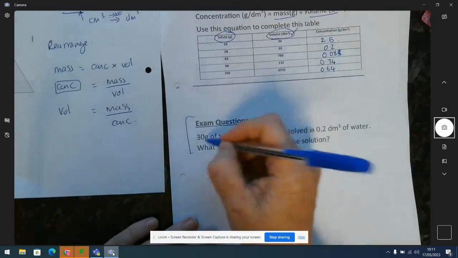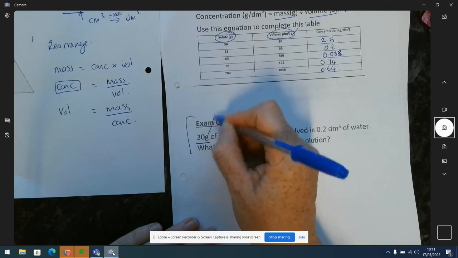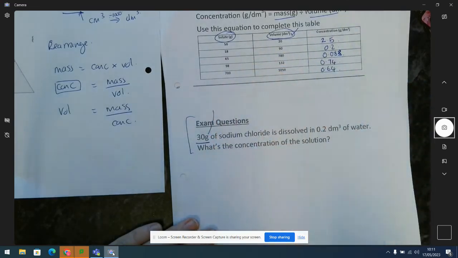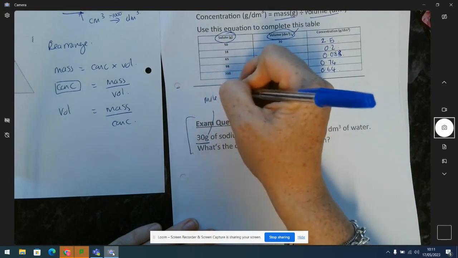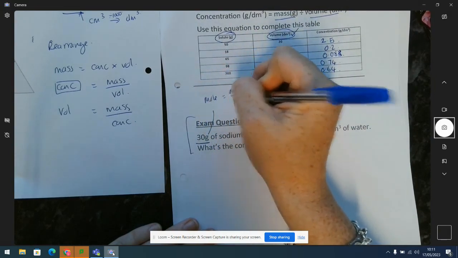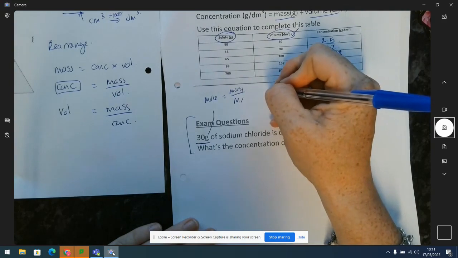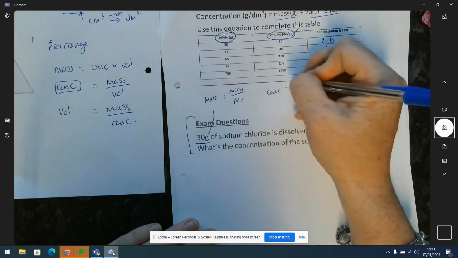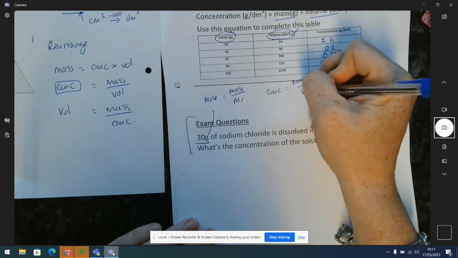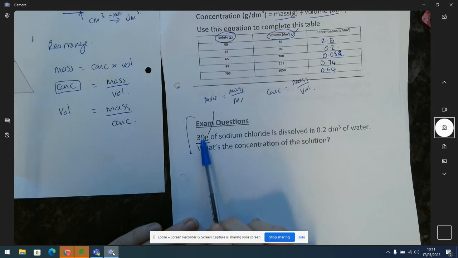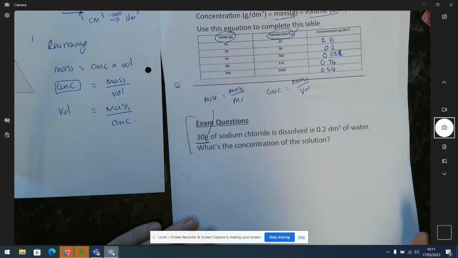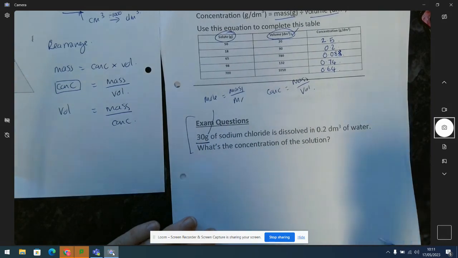So I can see that this has got to do with mass. So when I think of mass, I think of two equations. I think of moles equals mass over Mr, and I think of concentration equals mass over volume. Okay, so they're the two calculations that we teach you that have got the value of mass. So again, that's the prompt. The grams helps me figure out which calculation I should be using.